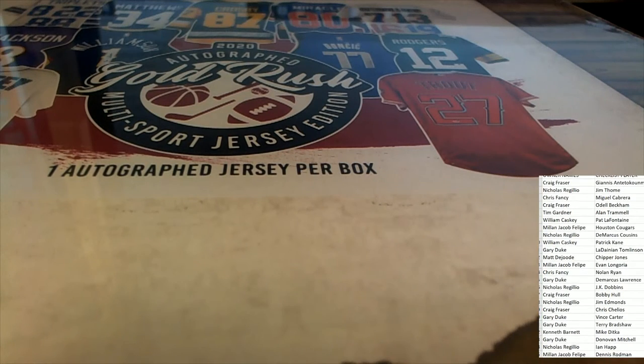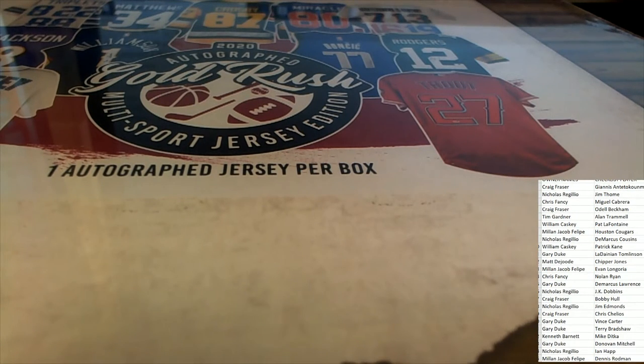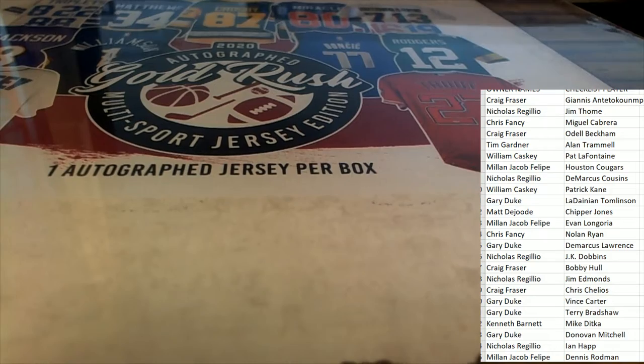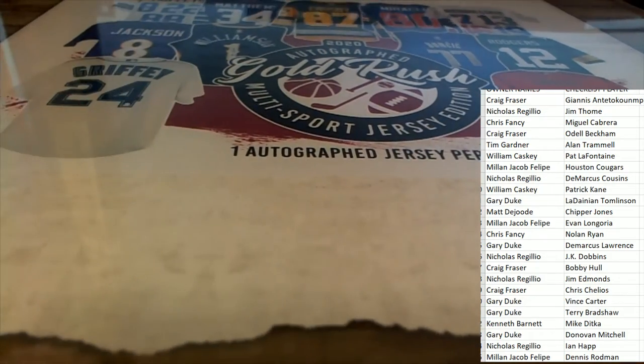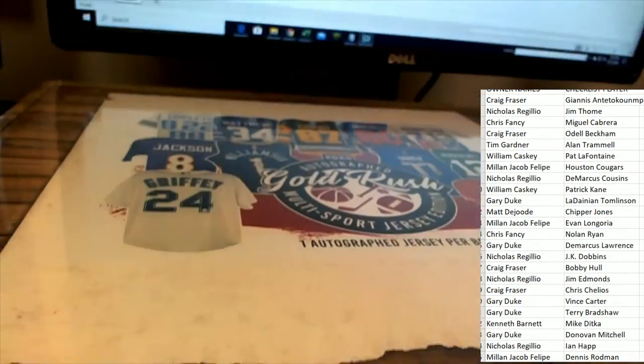He was my favorite player as a kid growing up. Coming up as a Red Sox fan, I was a huge Wade Boggs fanatic.